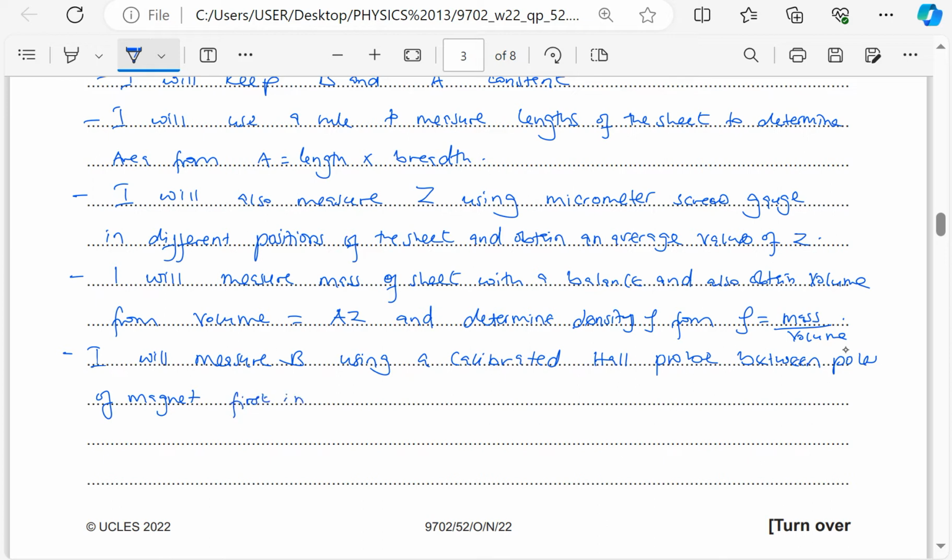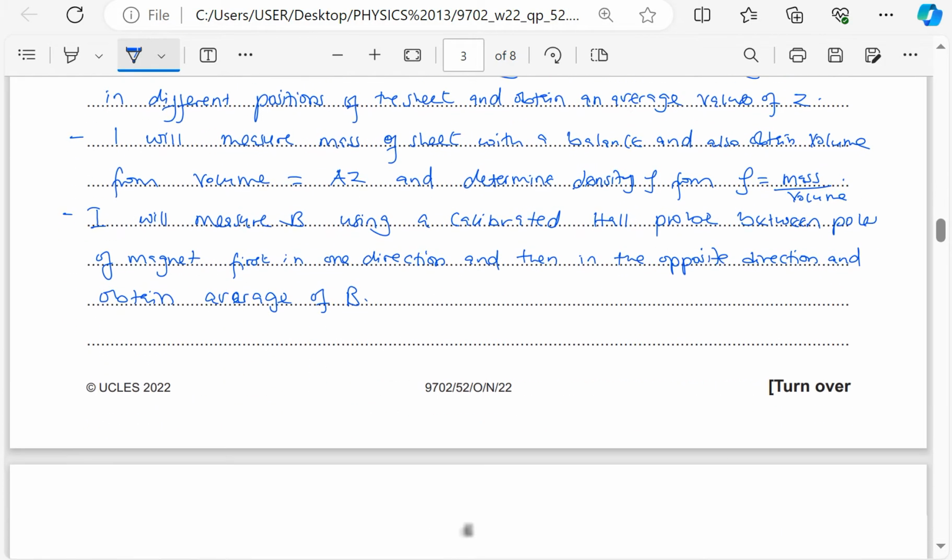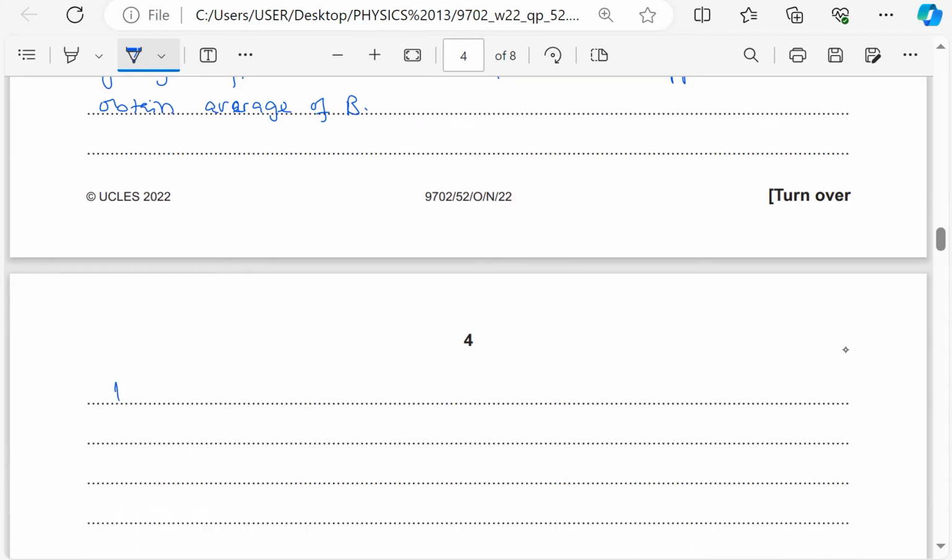First in one direction, and then in the opposite direction, and obtain the average of B. Okay, so I have now to set up the apparatus as shown in the diagram. So I will now assemble.